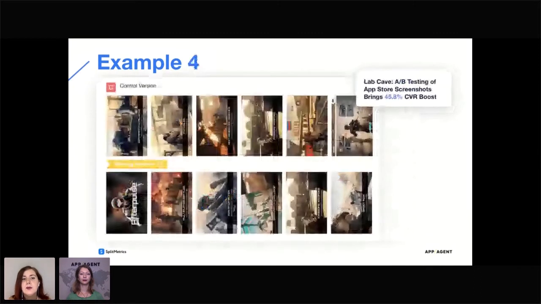So another example is Lepke, a mobile growth company. They got a conversion rate increase of 45.8% with A/B testing their game screenshots. They tested render-based against gameplay styles and introduced simplified CTAs and brighter colors, which got them the CVR uplift.